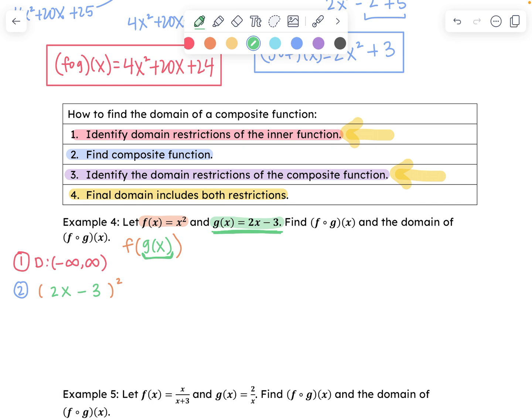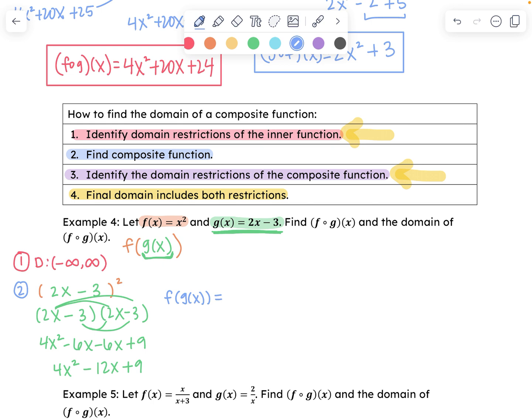So remember, we've got to write it twice and square it. So 2x minus 3, 2x minus 3. When we square it, we FOIL, double distribute, box method, however you would like to do that. I'm going to get 4x squared with first times first. Outside times outside is negative 6x. Inside times inside is negative 6x. Last times last is plus 9. So I get 4x squared minus 12x plus 9. So my composite function, f of g of x, would be that 4x squared minus 12x plus 9.